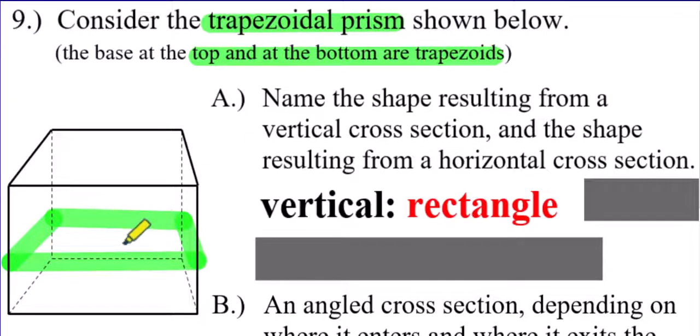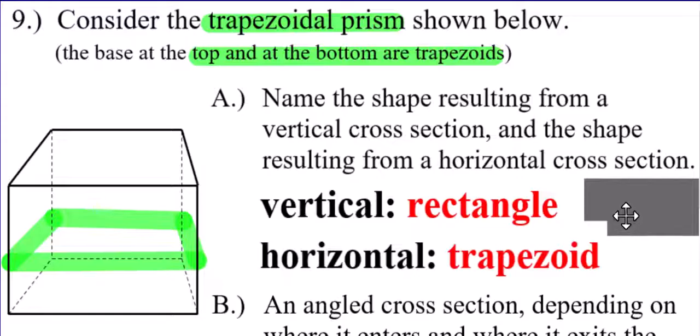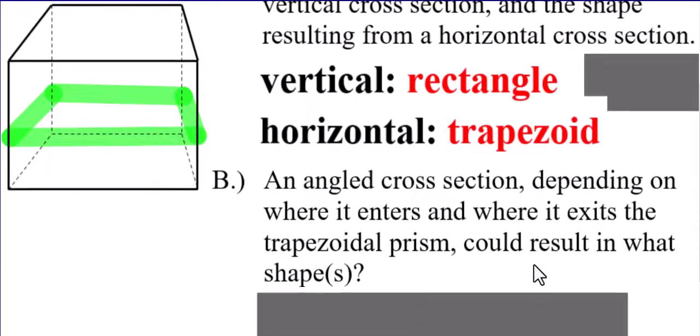So if my slice is parallel to the trapezoid at the top and the trapezoid at the bottom, then this should also make a trapezoid. Not a perfect rectangle. This edge here and this edge here, they're parallel, but this edge here and this edge here, not parallel. That's why this is a trapezoid, not a rectangle.